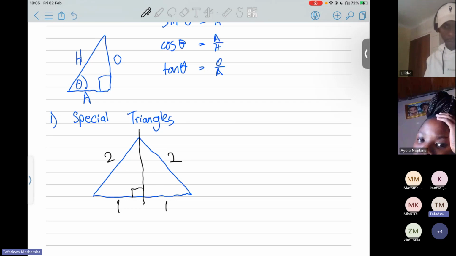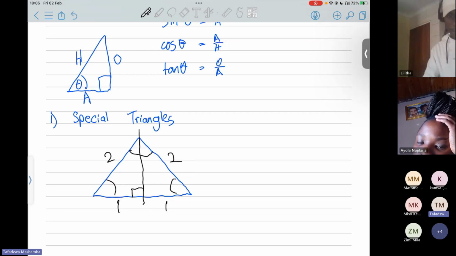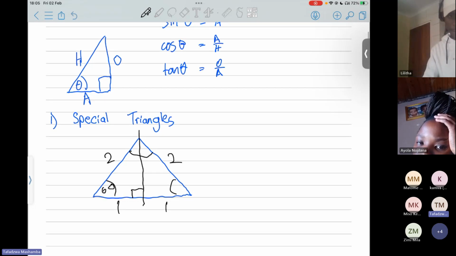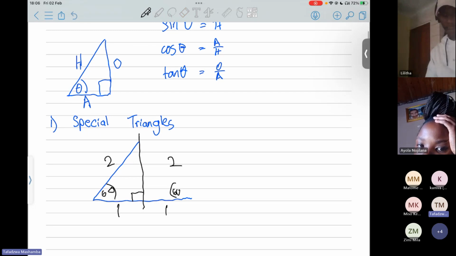Then since it's equilateral, it means that all angles are 60, so this is 60, and that's 60. But we know something else. If this is 60, and I just cut this in half, can you see that the next thing we know is that here we have a 30. So we already start focusing on our main triangle.